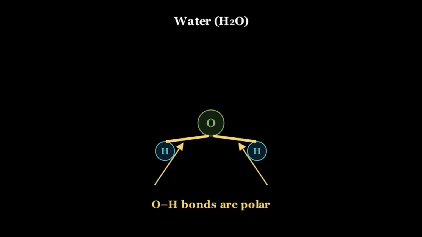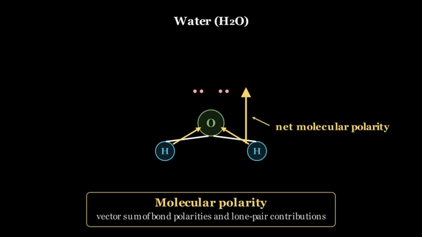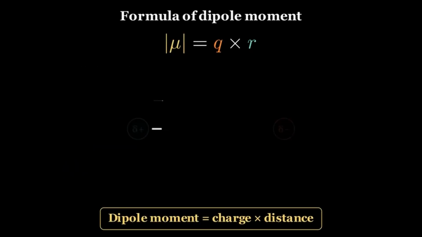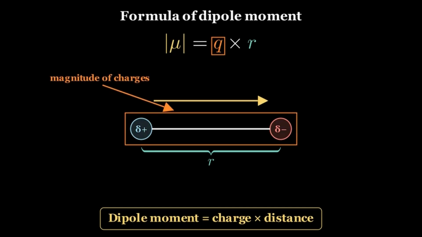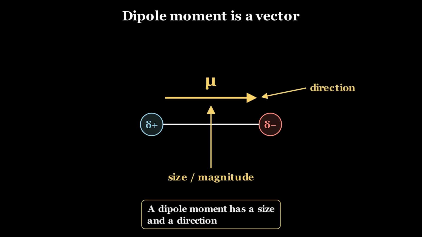Just as individual bonds are polar, molecules could also be polar. A molecule's polarity results from the vector summation of all the individual bonds' polarities and lone pair contributions in the molecule. The net polarity of a molecule is measured by something called a dipole moment. The dipole moment can be calculated as the magnitude of charge times the distance between these two atoms. Dipole moment is a vector quantity, which means it not only has a magnitude, but also a direction. And this direction is usually represented by an arrow.